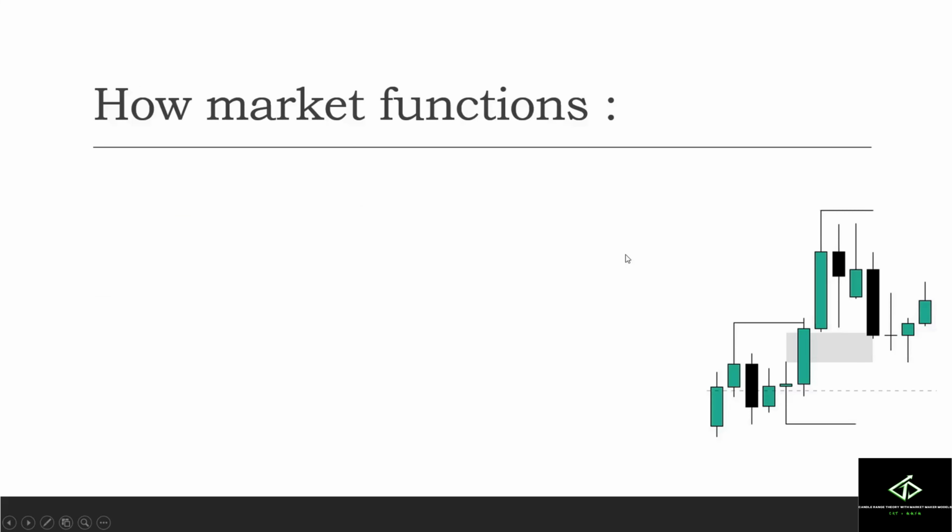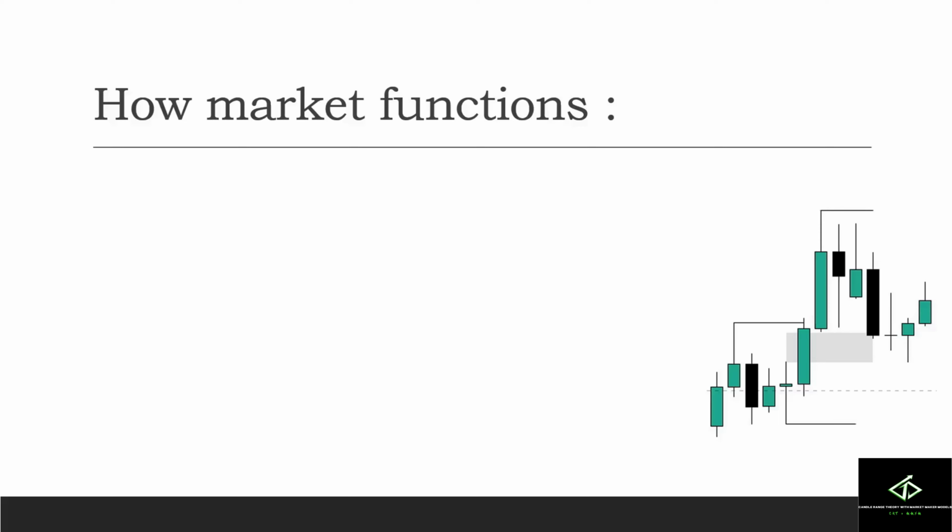So what does this mean? This means when you are talking about draw on liquidity, we are basically talking about the swing highs and swing lows, right? Our aim is to find out which point or which area is to be expected to be hit first before price reverses, right?